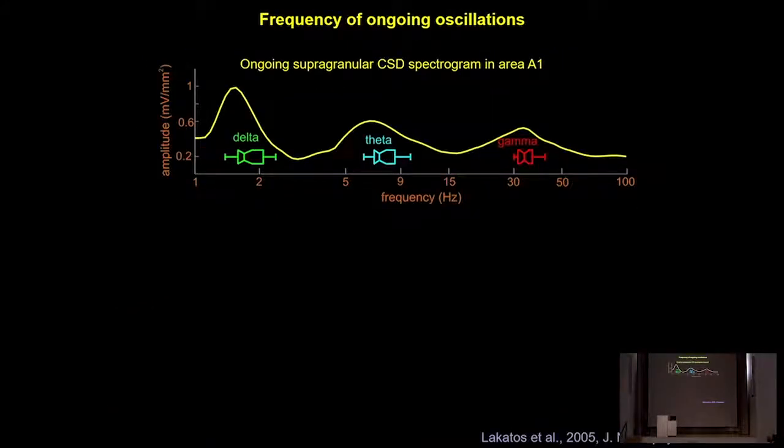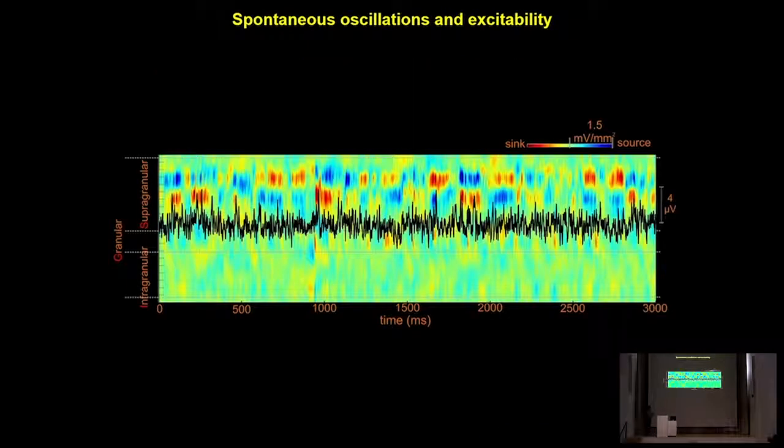Now, if you look at the typical spectrogram of the supragranular layers, and this is very important, this is characteristic of the supragranular layers, you mostly see a delta, a theta, and a gamma frequency peak. Now, what do these oscillations do? On a basic level, since they reflect membrane potential fluctuations of the local neuronal ensemble, they have to be connected to excitability, so they cause fluctuation of the spontaneous firing of the same local neuronal ensemble.